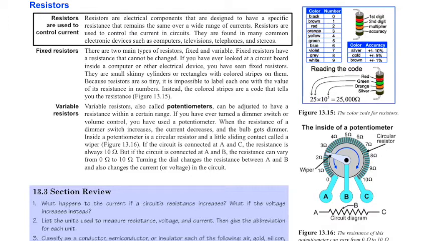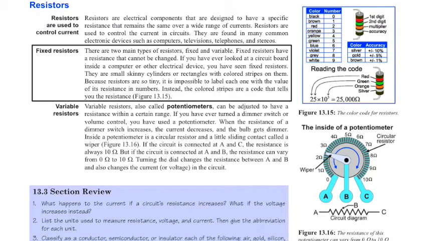They are found in many common electronic devices such as computers, televisions, telephones, and stereos. Fixed resistors. There are two main types of resistors, fixed and variable. Fixed resistors have a resistance that cannot be changed.